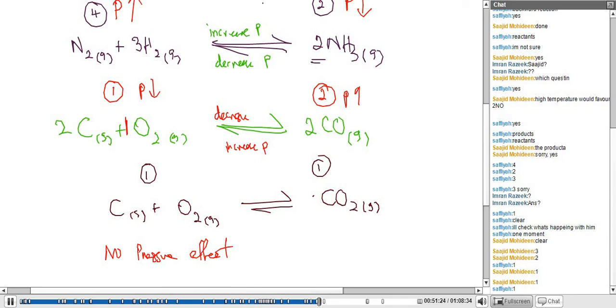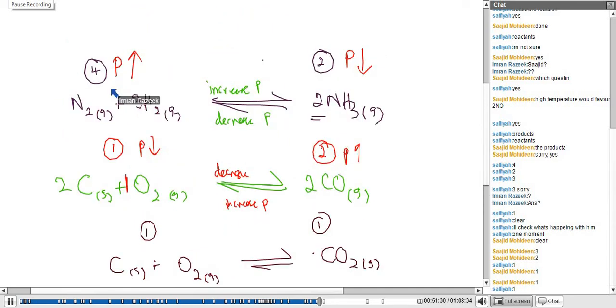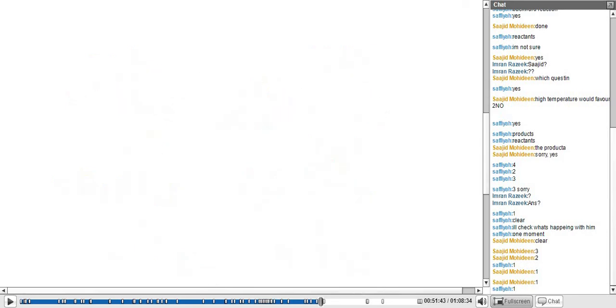Clear? So remember, pressure is affected by only gaseous systems. You count only the number of gaseous molecules. You write the number on top of the reactants and on top of the products, and write the higher number side P high, the lower number side P low. Increased pressure will favor the P low side. Decreased pressure will favor the P high side.